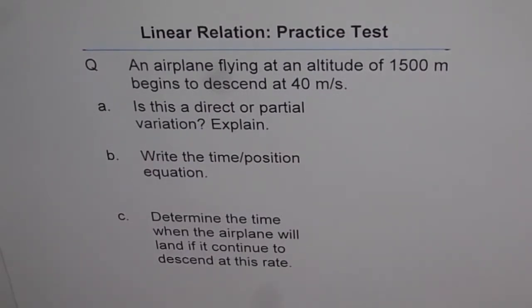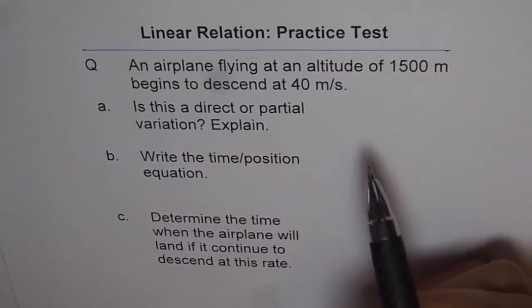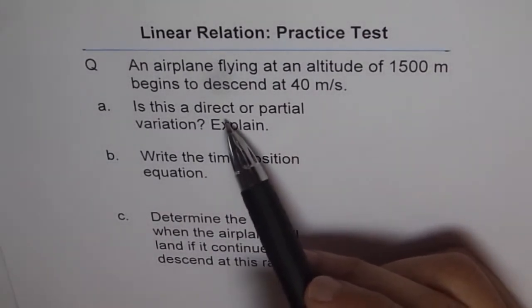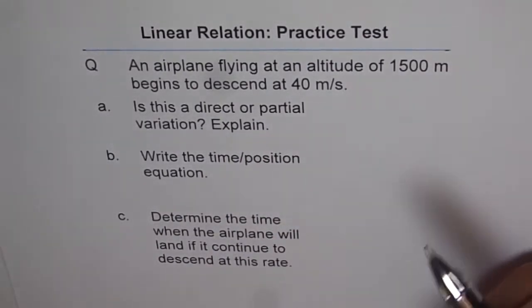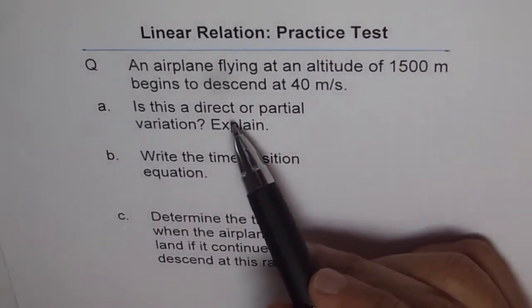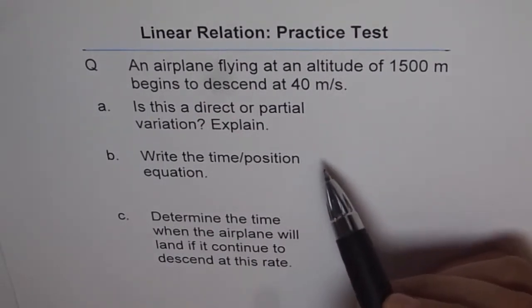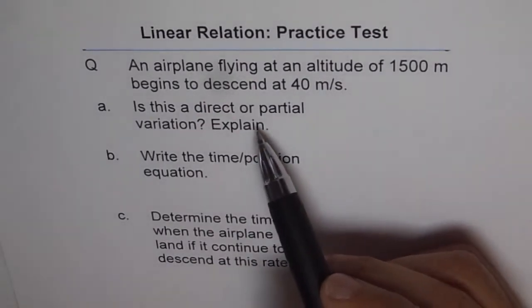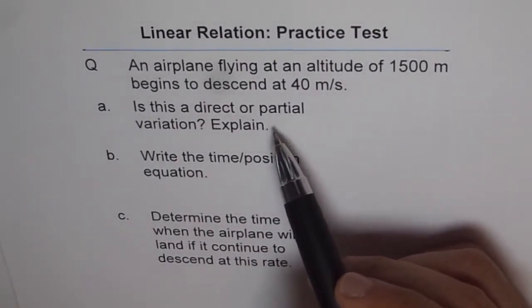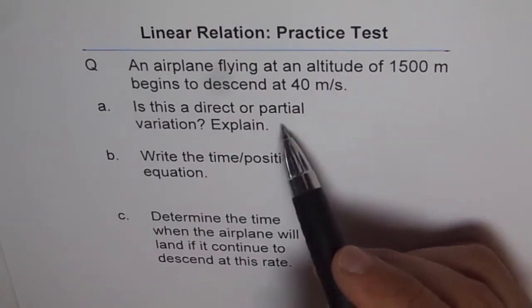So once you have answered the question, you can listen to my suggestions. Now the very first question is, is this a direct or partial variation? Direct variation is the one where the starting point is always the origin, or the graph goes through the origin, right? So that means at the instance when time is 0, then the altitude should have been 0.